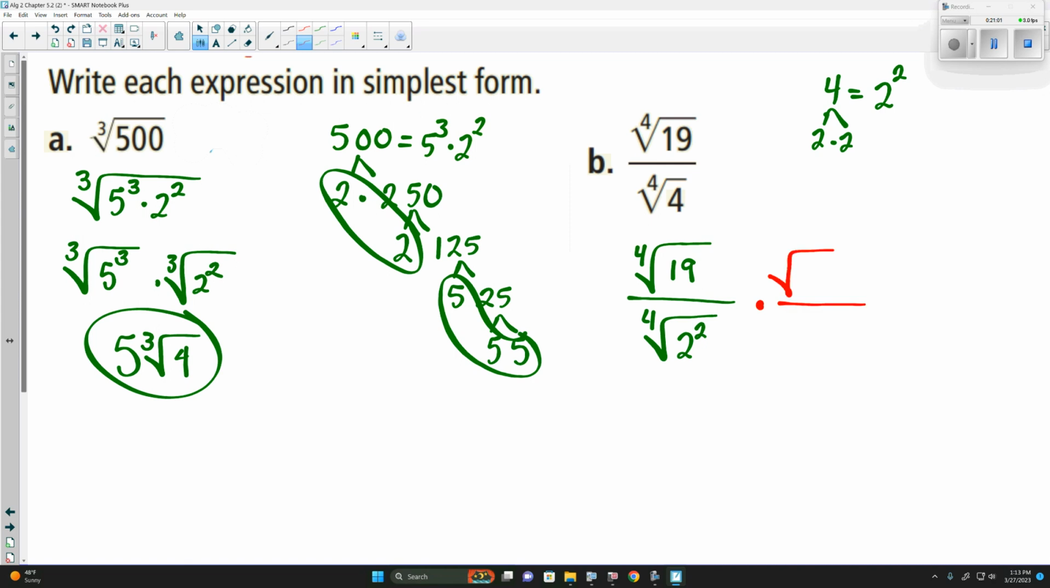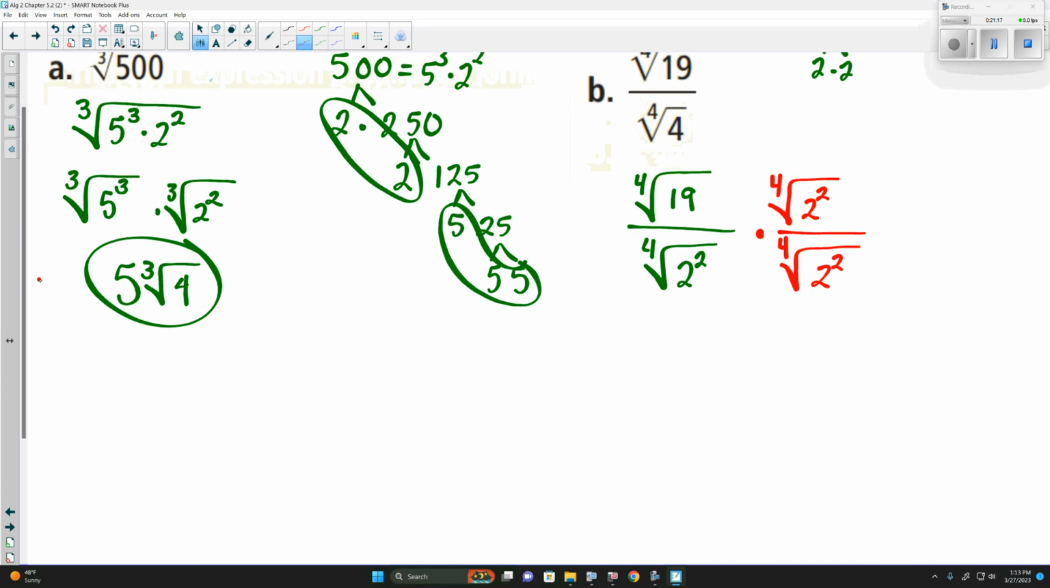So we need to multiply top and bottom by the fourth root of what? 2 squared. Because the next power after 2 that we would need would be 4. So we multiply it by 2 squared, which would give us the fourth root of 2 to the fourth on bottom. On top, we have the fourth root of 19 times 2 squared.